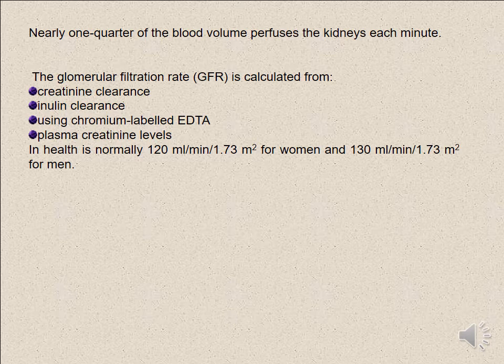Nearly a quarter of the blood volume perfuses the kidney each minute. The glomerular filtration rate is calculated from creatinine clearance, inulin clearance, or using chromium-labeled EDTA. Creatinine clearance in healthy men is normally 120 ml per minute per 1.73 square meters, and for women 130 ml per minute per 1.73 square meters.